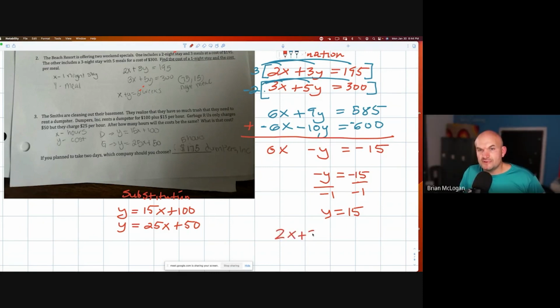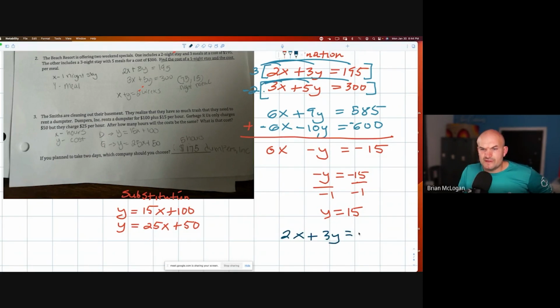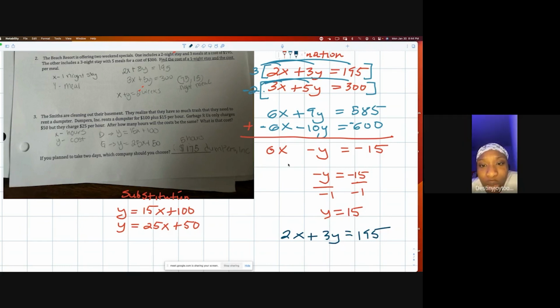So 2x plus 3y equals 195. Actually, I'm going to do this in blue. 2x plus 3y equals 195. Okay, so now we've got to solve for x. So what do we know? We know y is equal to what? y is equal to 15.